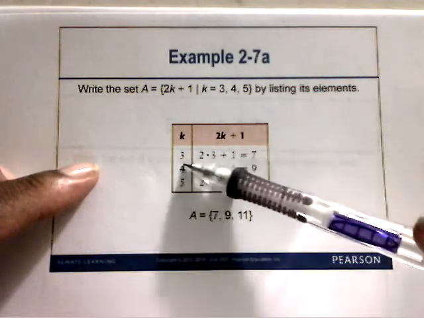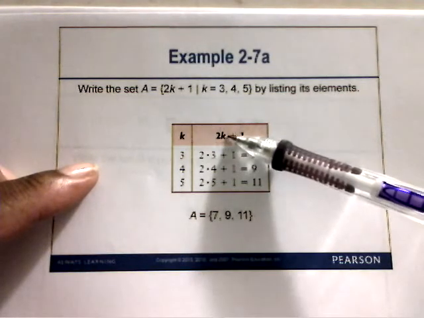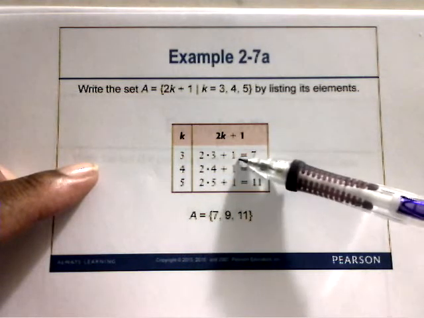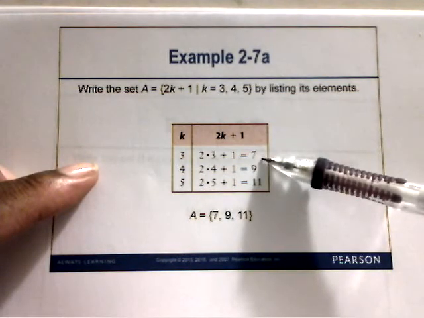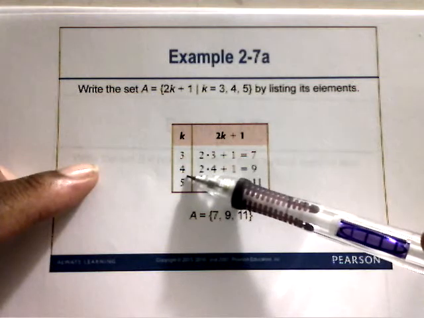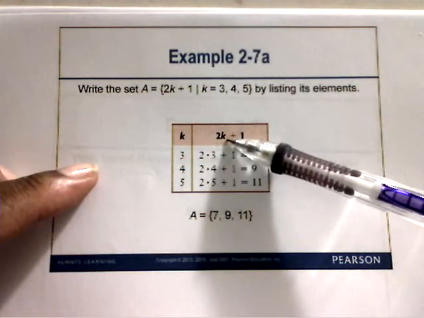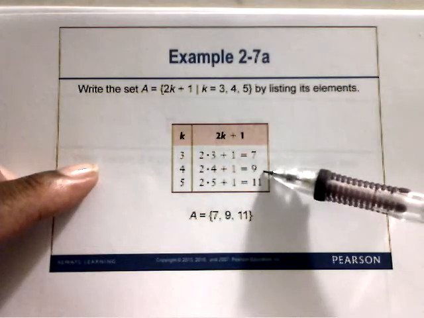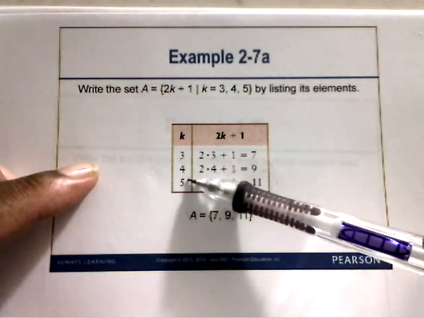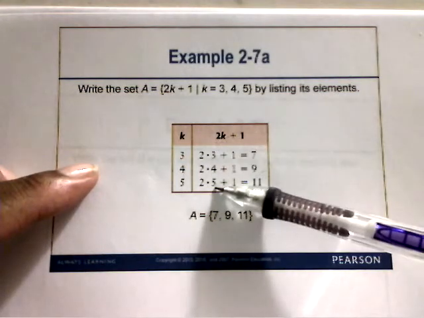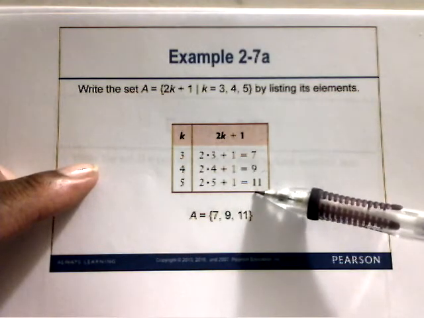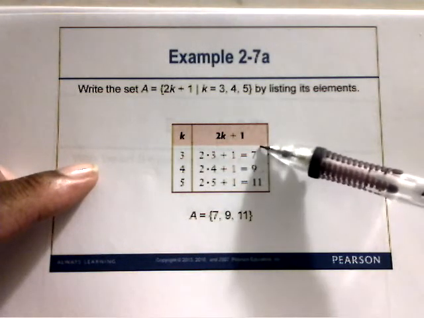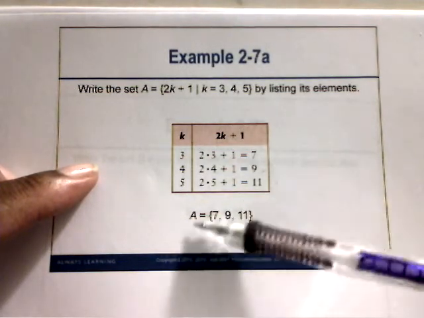So if k is 3, we replace this k with 3, so it'll be 2 times 3, which is 6, plus 1, which will be 7. Then k is 4, replace the k with 4, so it'll be 2 times 4, which is 8, 8 plus 1, which is 9. And then k is 5, so it'll be 2 times 5, that's 10, 10 plus 1, which is 11. So A is going to be these values, 7, 9, and 11, which is this.